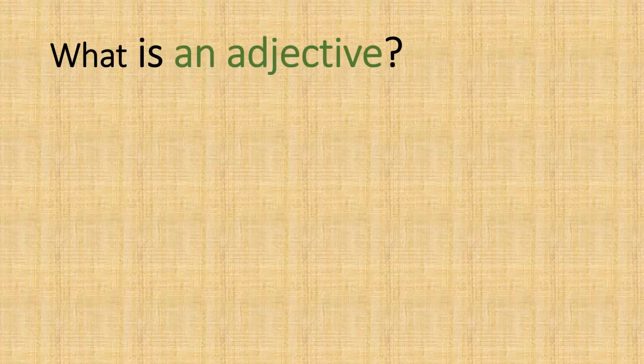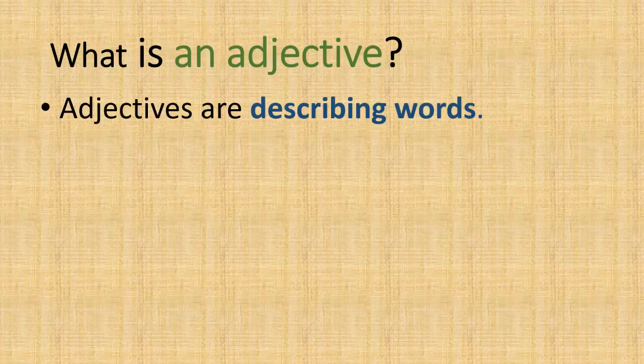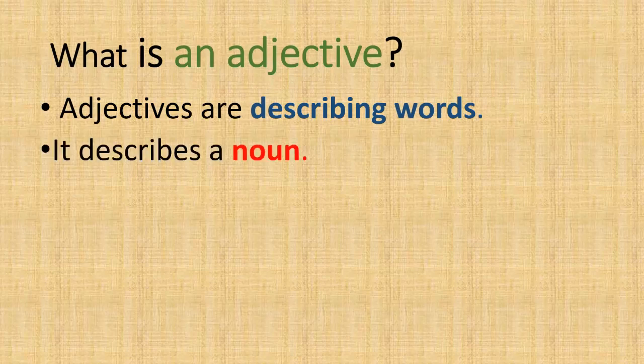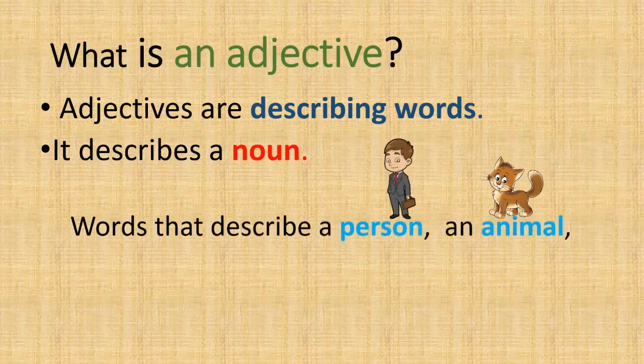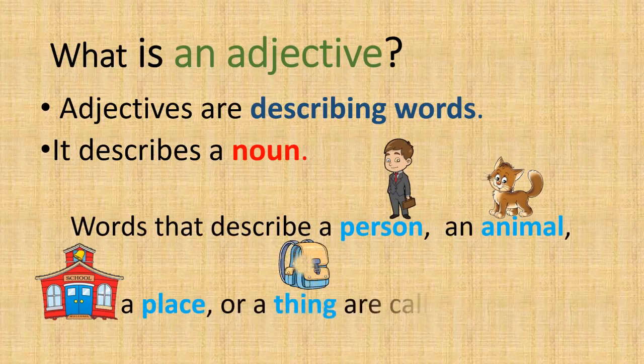What is an adjective? Adjectives are describing words. It describes a noun. You know what nouns are, right? Yes, nouns are the names of people, places, animals, and things. Wonderful, children. Words that describe a person, an animal, a place, or a thing are called adjectives.